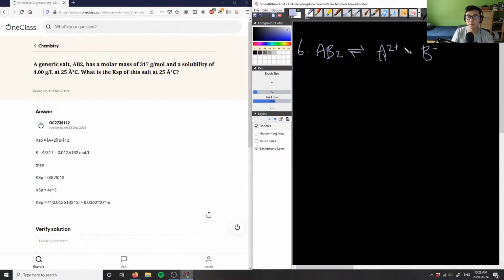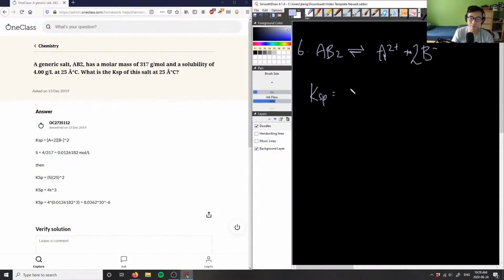The reason we know this is because of the coefficient of 2. You can think of the reverse crisscross: the 2 here used to be the charge of A, and the 1 here used to be the charge of B. So A would have a 2 plus charge, and B would have a minus charge. To balance this equation, I have to put a 2 here for B to balance out the B's. So now I can write the Ksp formula for this salt.